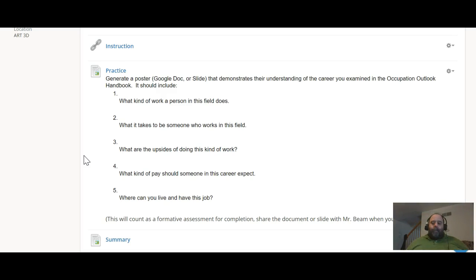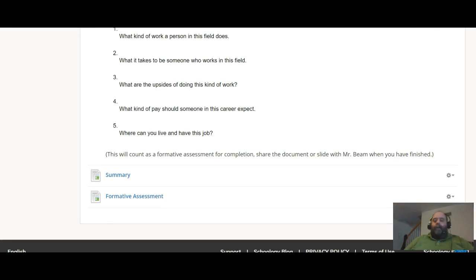So there it is. And when you finish with that slide, which should probably take you another 20-25 minutes, which would get you the whole period, you're going to share that document with me. So you just click share, type in my name, and that will get you a formative assessment credit for this. So make sure you do that. There's going to be a summary video at the end, and that's the job.